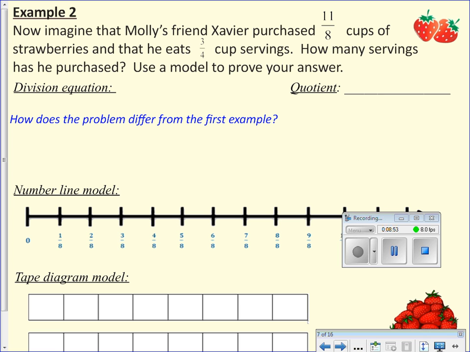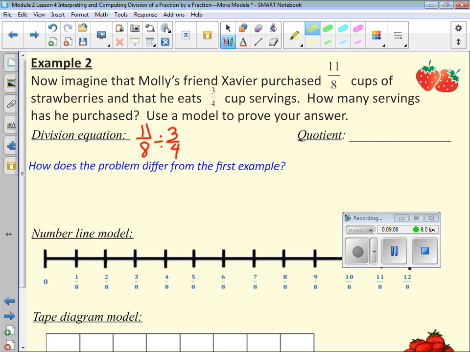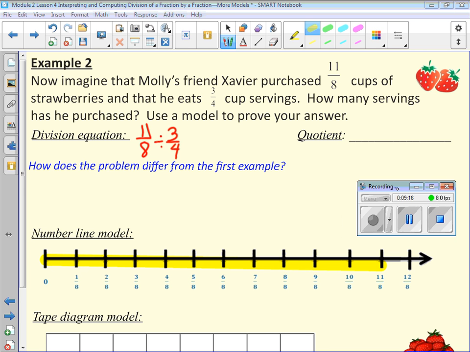So what's my division equation now? 11/8 divided by 3/4. Okay, so when I highlight my 11/8, let's highlight the 11/8 just like we did last time. But now I'm going to circle groups of 3/4. But wait a minute, what's the problem here? What's my problem here?